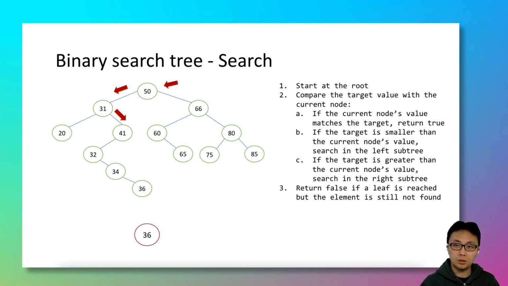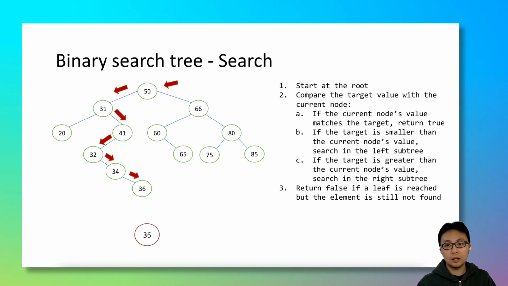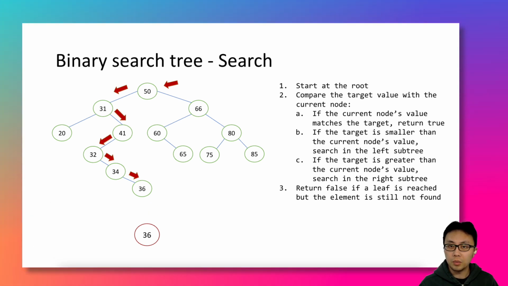Now you compare the target 36 to the node of 41. The target 36 is smaller, so you continue the search in the left subtree of node 41, like this. Now, you compare the target 36 to the node 32. The target is bigger, so you continue the search in its right subtree, like this. The target is still bigger than the node of 34, so you continue the search in its right subtree, like this. Now, you are at the node of 36, which has the same value as the target. After comparison, you will return true, and the job is done here.